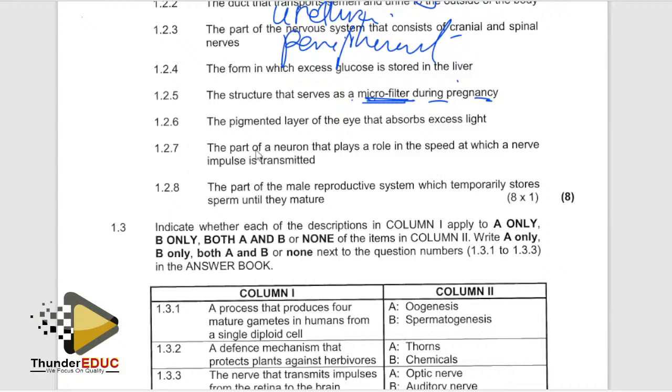Yes. Then they are saying that the pigment layer in the eye that absorbs excess light. We talked about this yesterday. Choroid. So you talk about the choroid here. Yes, the part of the neuron that plays a role in the speed. We talked about this yesterday still. And then someone tried to give a modified answer. Then I said, no. Myelin sheath is the one which speeds up the impulse. Yes, so here we talk about myelin sheath.